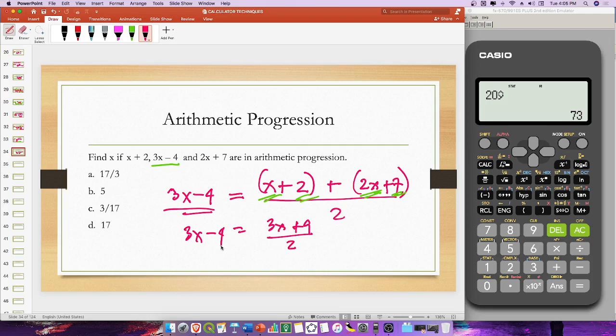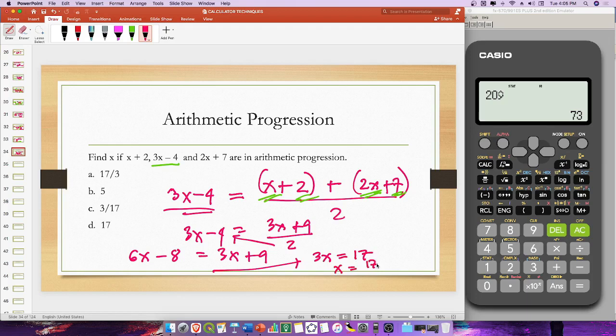So just manipulate the value of x. Take note, avoid using shift solve, okay? Avoid using shift solve. It's better to manipulate it. So cross multiplying 2 to the other side of the equation, this will become 6x minus 8. This will become 3x plus 9. So combining like terms, 6x minus 3x is 3x. Negative 8, when transposed to the other side, becomes positive, so this will become 17. So meaning to say x is equal to 17 over 3.